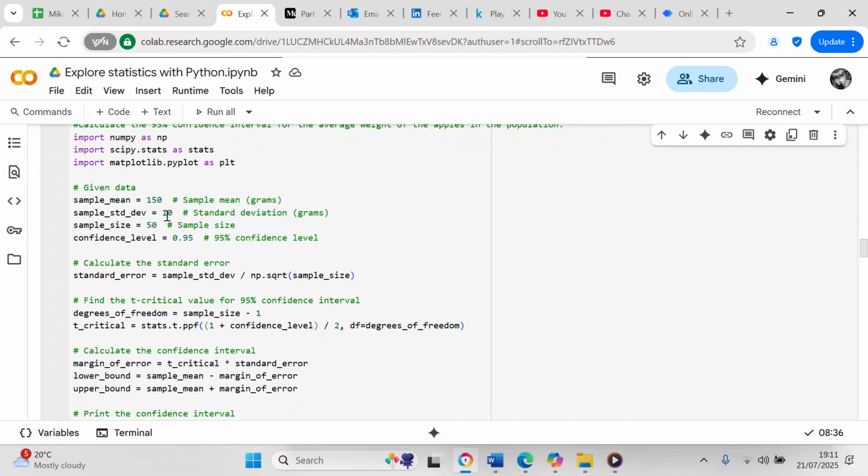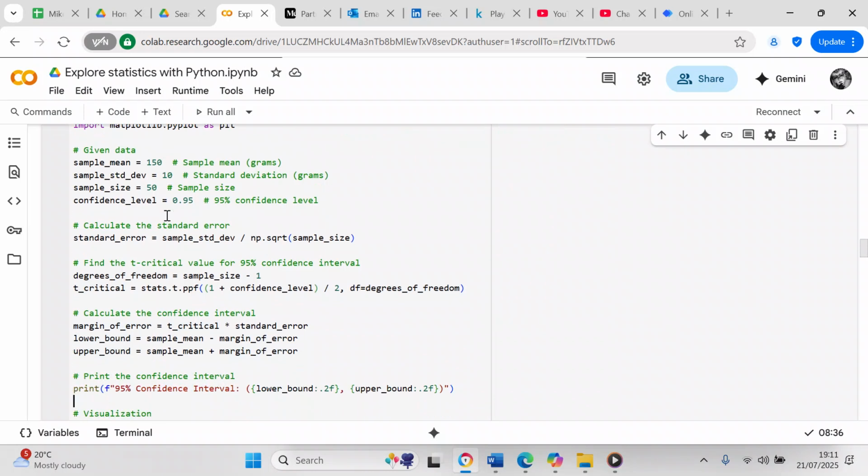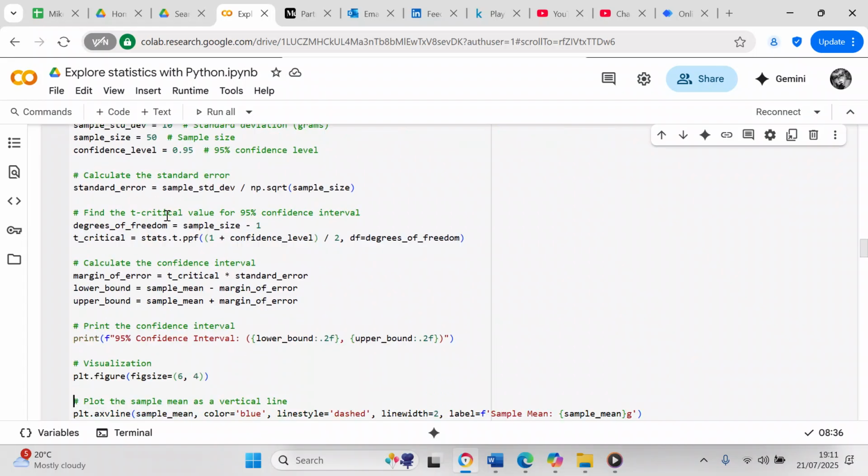So we're going to calculate the confidence interval. Margin of error equals T critical times standard error. And then lower bound equals the sample mean minus margin of error, and the upper bound is sample mean plus margin of error. So we're going to print the confidence interval.